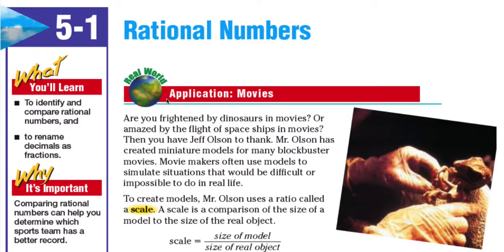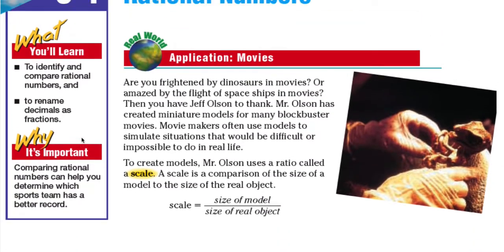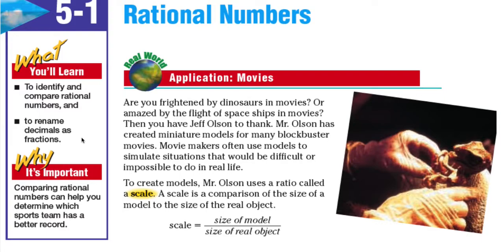Lesson 5-1 Rational Numbers. In this lesson you learn to identify and compare rational numbers and to rename decimals as fractions. Okay, so why is it important? Comparing rational numbers can help you determine which sports team has a better record. Let's take a look at this example in movies.